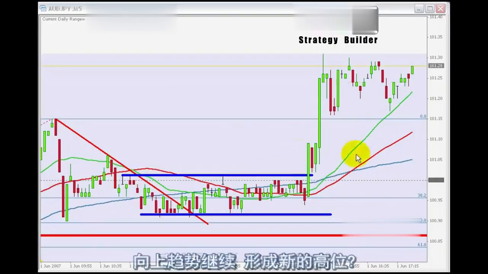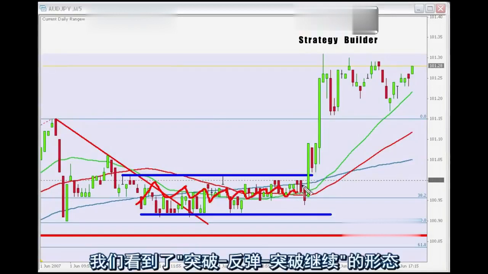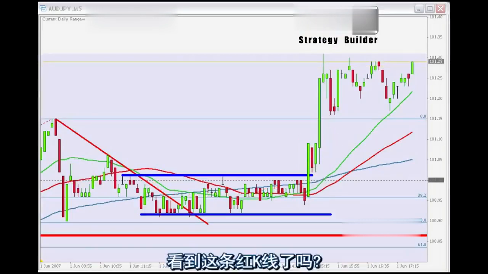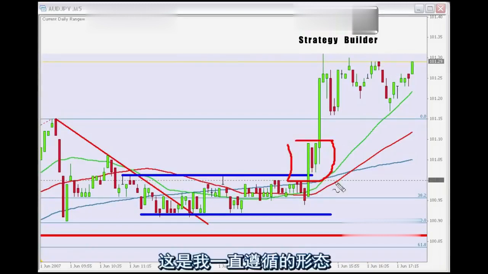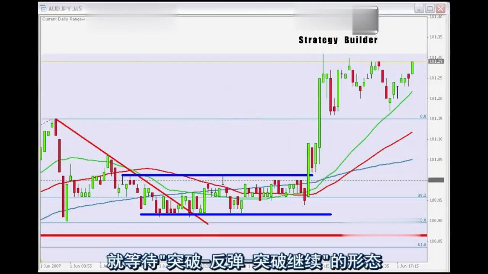Well, in this case, the bulls won the battle, and after this period of consolidation, after this battle, we had a breakout to the upside, retrace, continuation. Do you see this red bar right there? This is the breakout routine that I always follow. You have a level you want to break out from, and you wait for the breakout, pullback, continuation. Well, you have that right there.